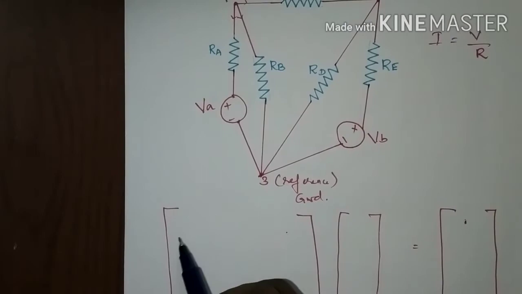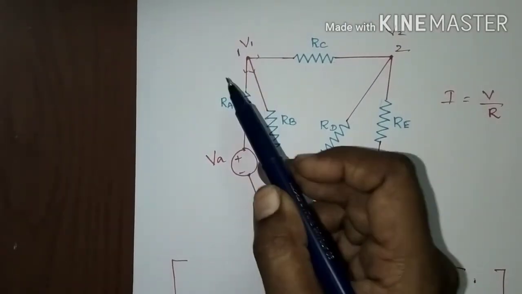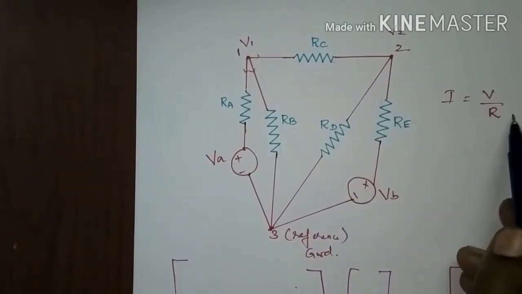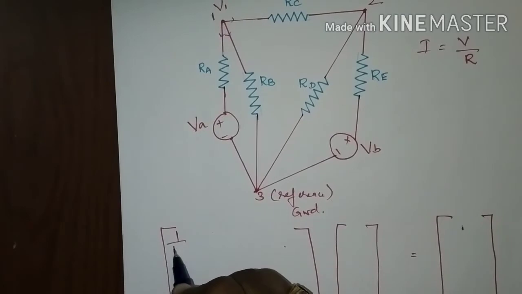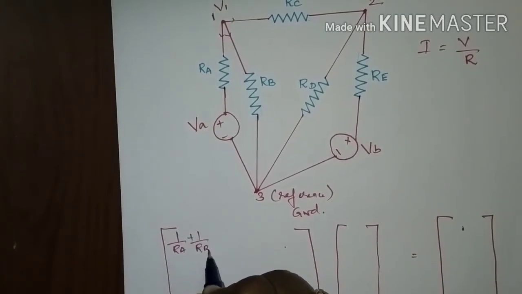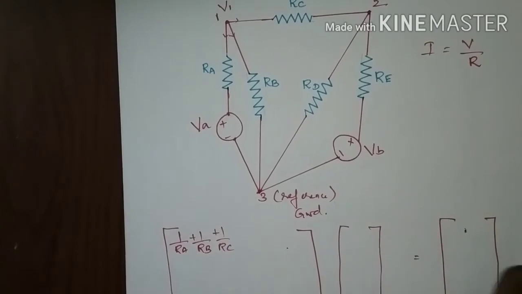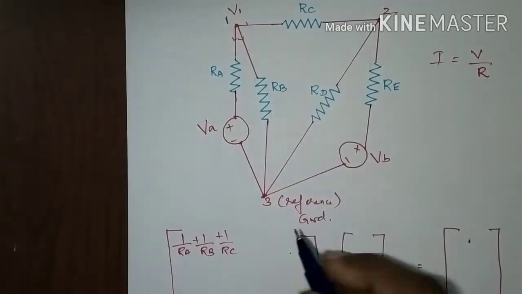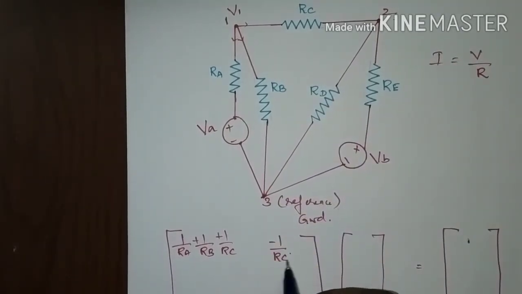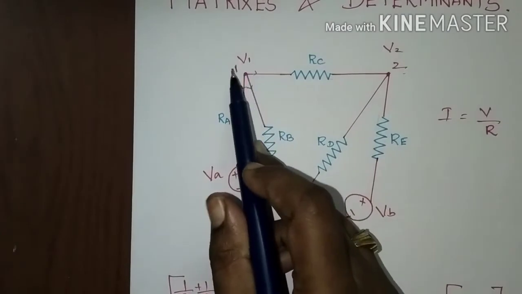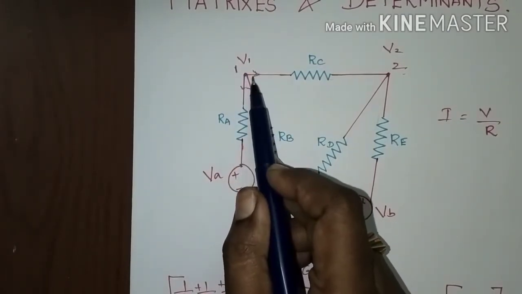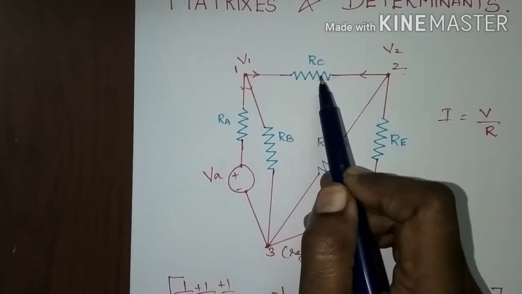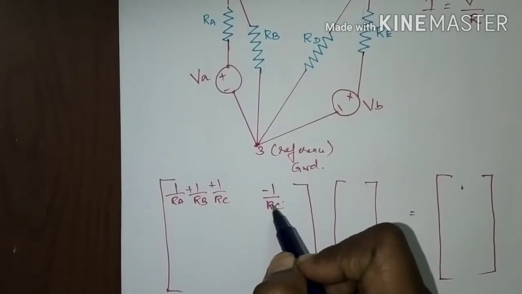So the first element is the self resistance of the first node. The resistances which are connected to the first node are RA, RB and RC. We have to write the resistance in the reciprocal manner. So 1 by RA plus 1 by RB plus 1 by RC. And the resistance which is common to the first and the second node is RC. We have to write it with a negative sign, minus 1 by RC. If you are considering this node, the current may be leaving this side, so we have to change the sign of the resistance.